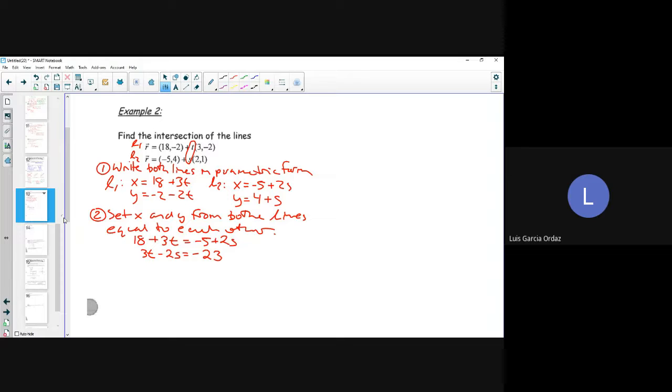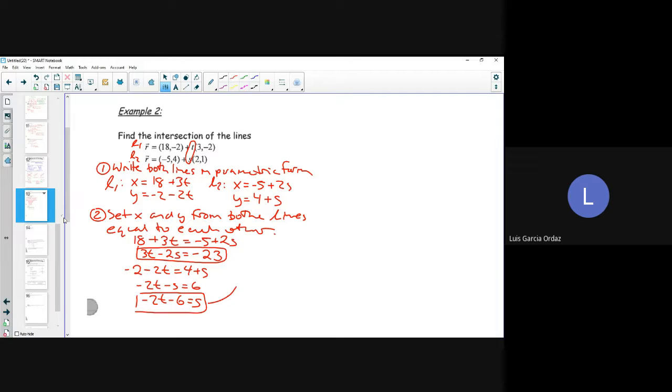Now for my y's, I'm going to get negative 2 minus 2t is equal to 4 plus s. So I get negative 2t minus s is equal to 6. However, I can just start using substitution, and I can isolate for s, sorry. So I get negative 2t minus 6 is equal to s.